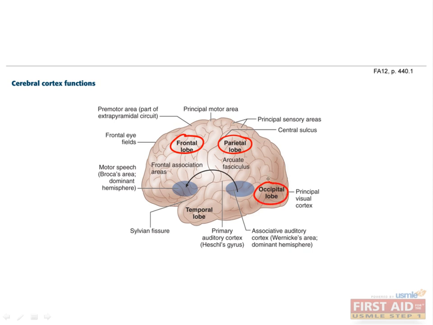The occipital lobe primarily mediates vision. Now, the temporal lobe is important for hearing. The dominant hemisphere, usually the left, also contains Wernicke's area, which is used for comprehension of speech. Broca's and Wernicke's areas communicate to each other via the arcuate fasciculus. Lesions in the arcuate fasciculus present with problems repeating sentences.